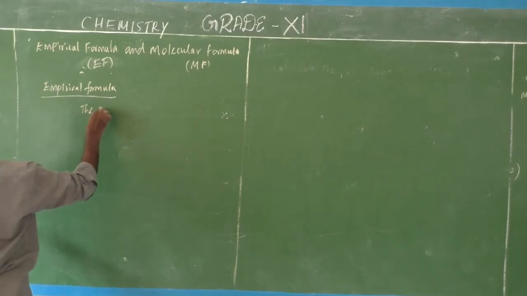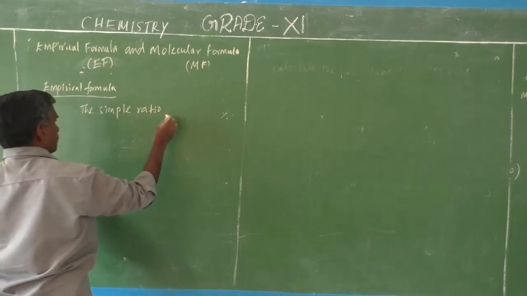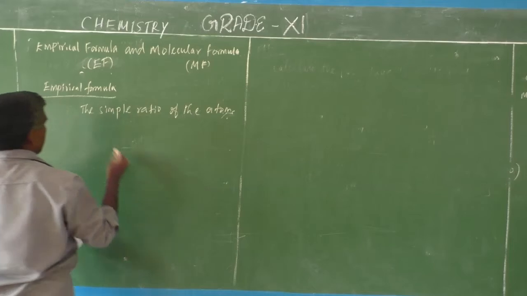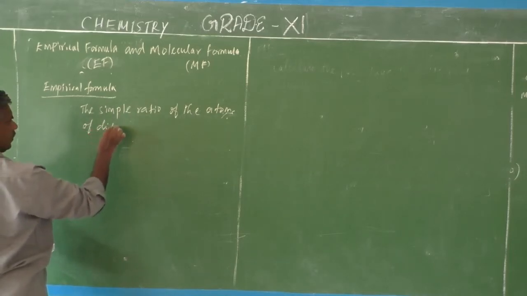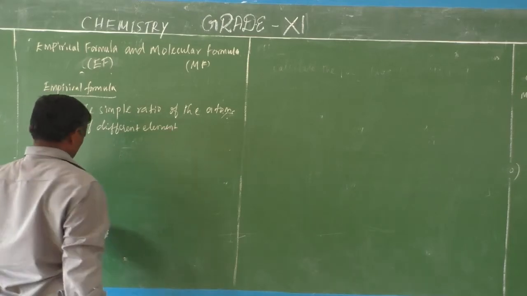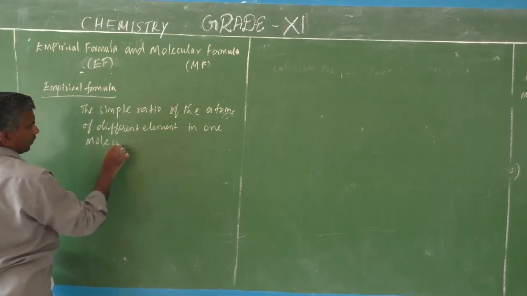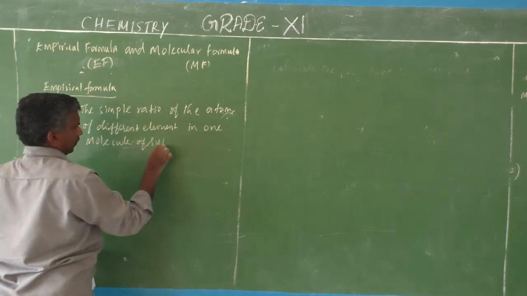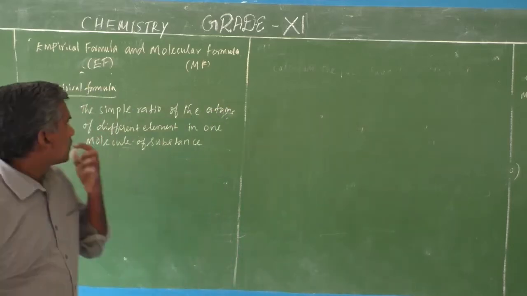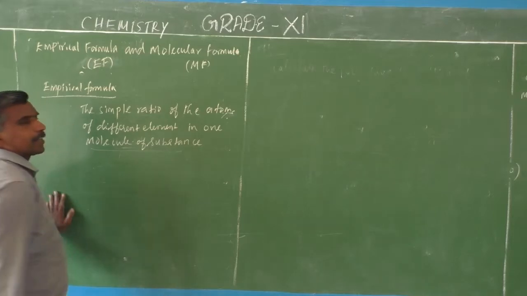Definition: the empirical formula is the simple ratio of the atoms of different elements in one molecule of a substance.